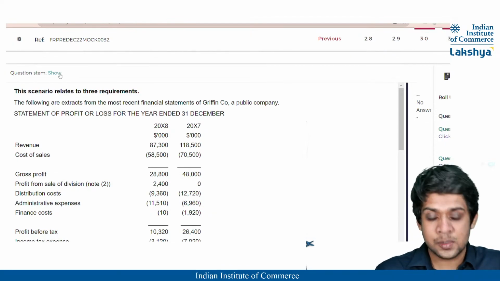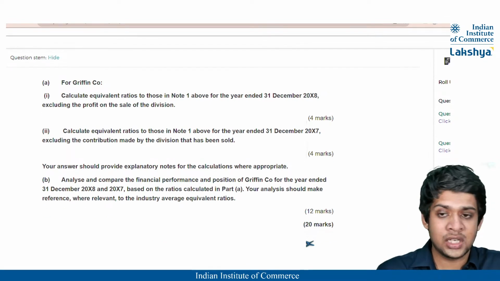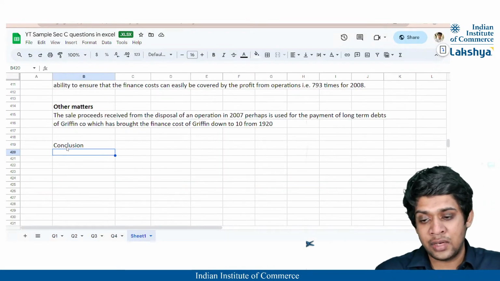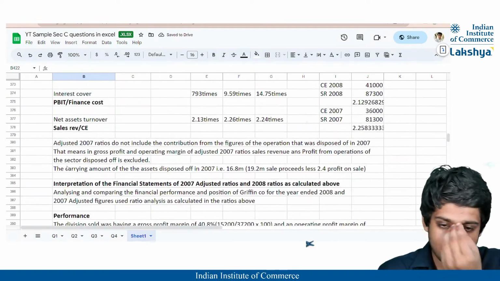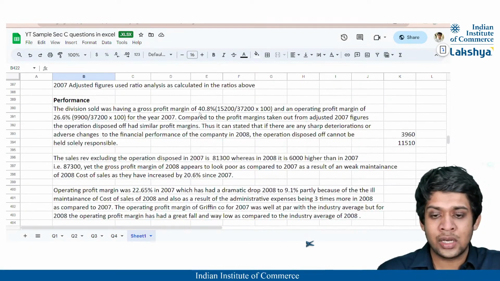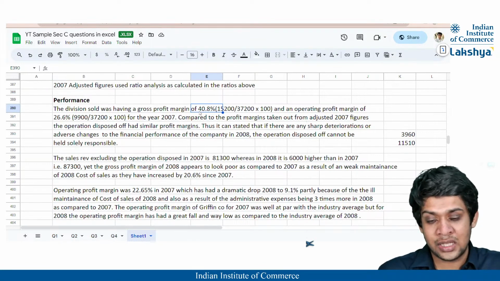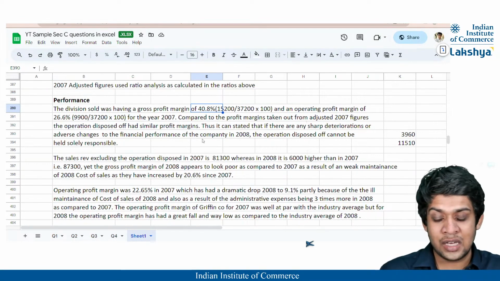Now, in the conclusion, you can write anything about the company's activities. Probably here it is mainly a disposal, so you can write some things about the disposal. Now, I'm not mentioning each and everything which is to be stated here. Okay. I've already clarified much. So you can see, you can compare the ratios. What is the difference between them in percentage? You can mention the values like that.